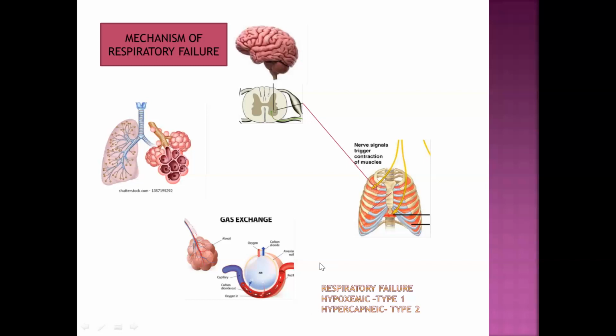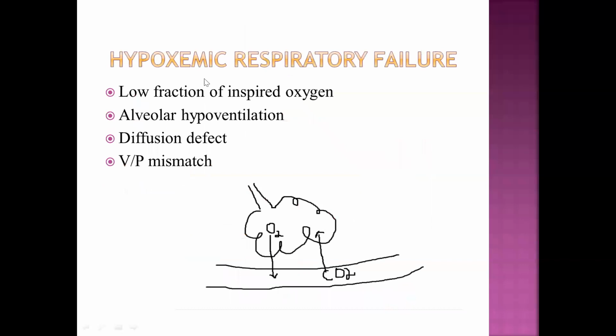Type 1 hypoxic respiratory failure is most common, so I will discuss that a little in detail. It can be because of a low fraction of inspired oxygen, or because of alveolar hypoventilation, where the alveoli are collapsed or over distended and there is no gas exchange happening, or there is a diffusion defect.